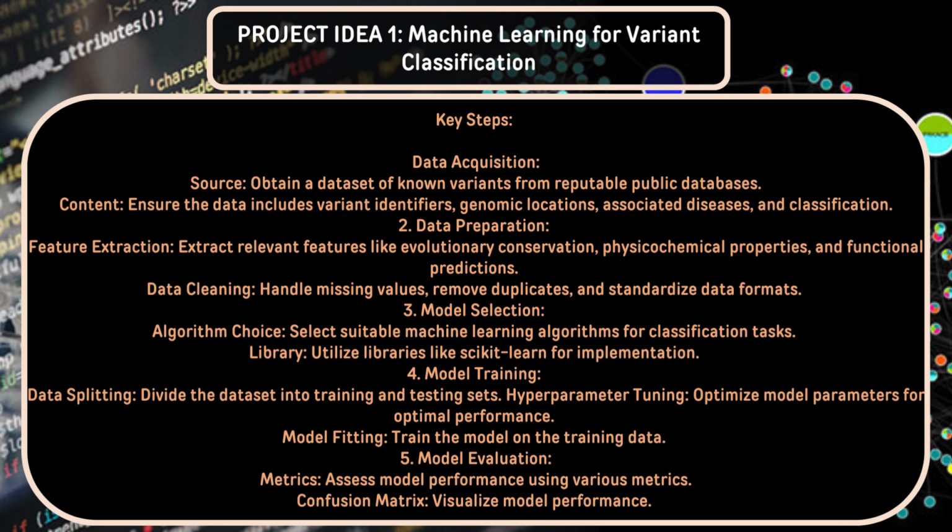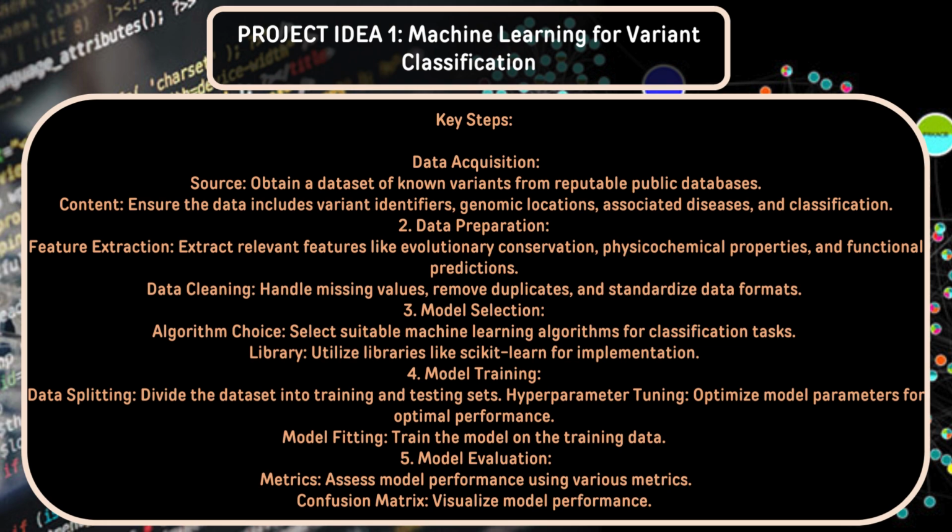Key steps involve data acquisition. Source: obtain a dataset of known variants from reputable public databases. Content: ensure the data includes variant identifiers, genomic locations, associated diseases, and classifications. Second step: data preparation. Feature extraction: extract relevant features like evolutionary conservation, physicochemical properties, and functional predictions. Data cleaning: handle missing values, remove duplicates, and standardize data formats.